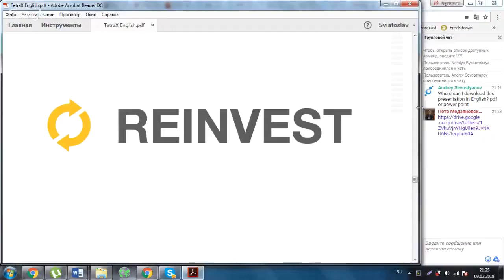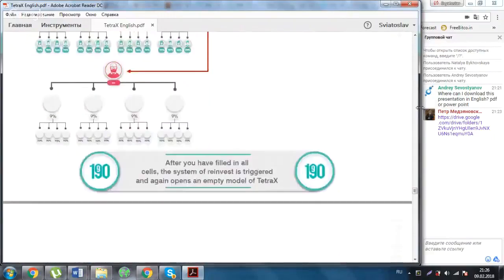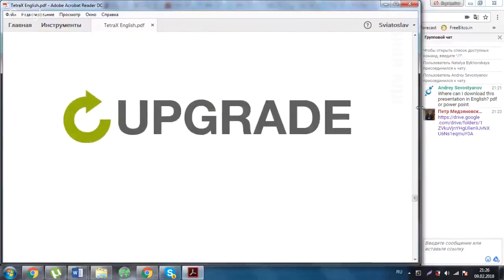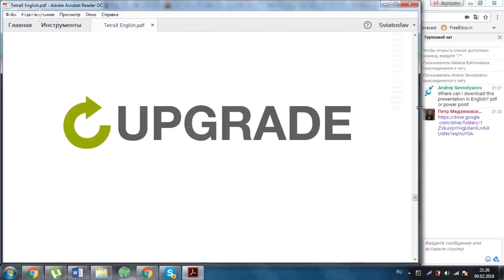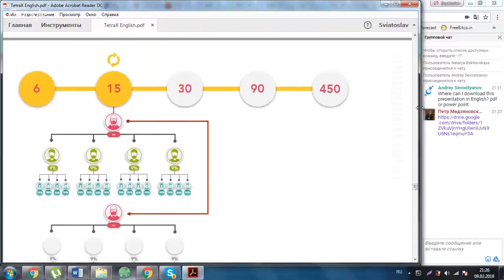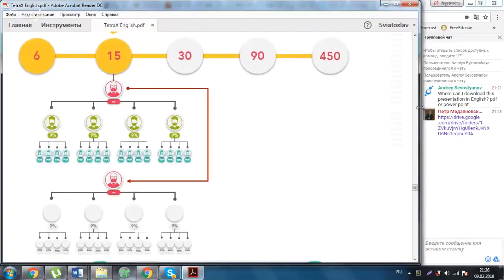So after all positions close, a new reinvest is activated, and a new model of TetraX is open for repeated and unlimited earning. Is it simple or not? It is very simple. But the fact that it is simple and working is due to the rigorous mathematical algorithm underlying this marketing. Upgrade: when you have filled all positions, the system activates the upgrade and opens the next more expensive platform of TetraX. You can see this very amazing model, which will explain how this reinvest really works, a brilliantly, perfectly calculated mechanism.